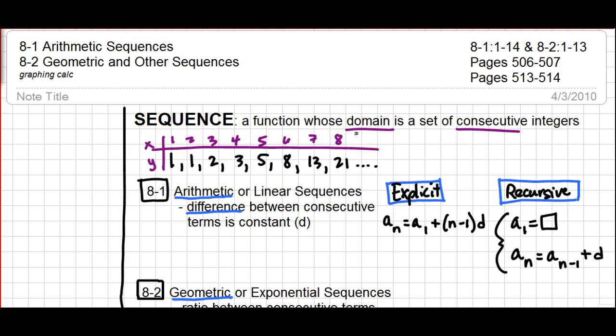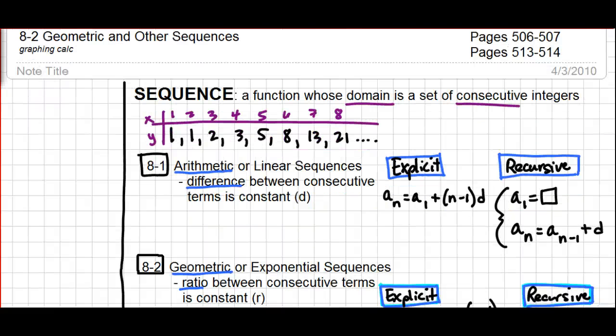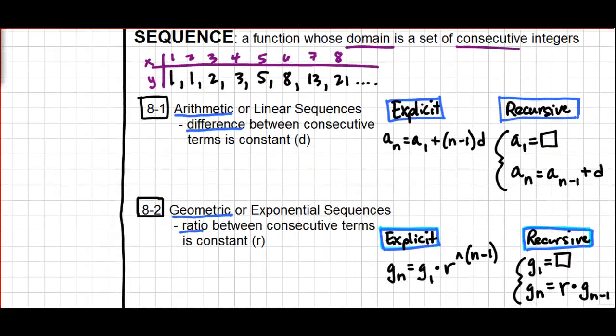There are two types of sequences that students need to know for this chapter. And there will be a lot of equations in this chapter, so students need to begin to memorize them. I'd recommend that you start making some flashcards for these. Let's start by looking at the arithmetic sequence.